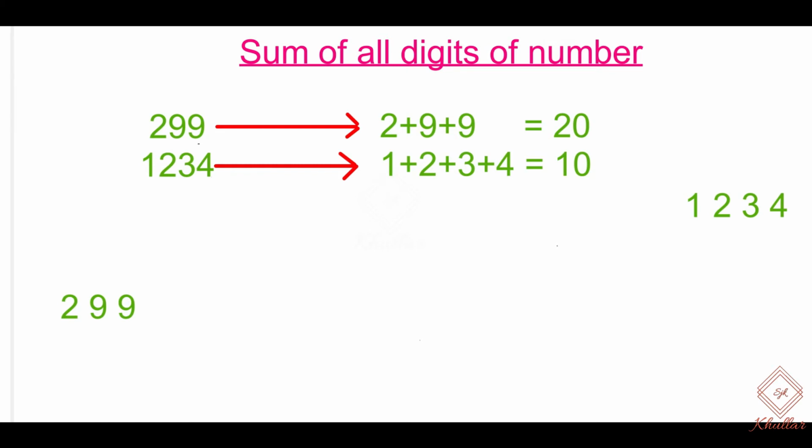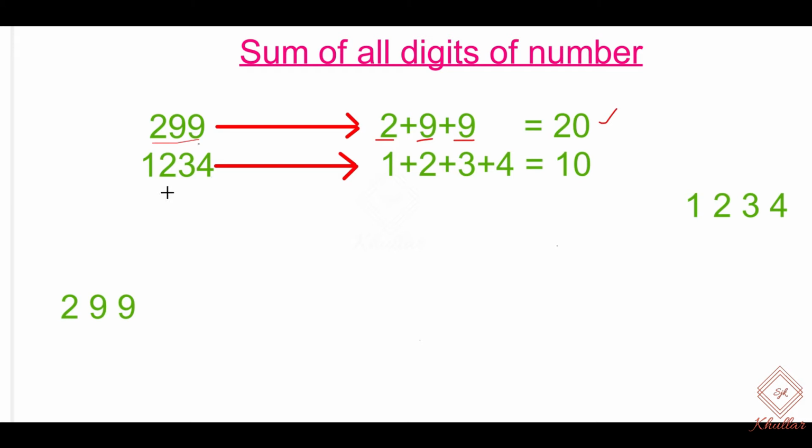Hello friends, today we are going to discuss the problem of finding the sum of all the digits of a given number. Okay, so let's understand the problem statement. Suppose we are given an input number like 299 and I would like to get the sum of all the digits. So what are the digits? 2, 9 and 9. We would like to get the sum of all these digits, which is nothing but 20 here.